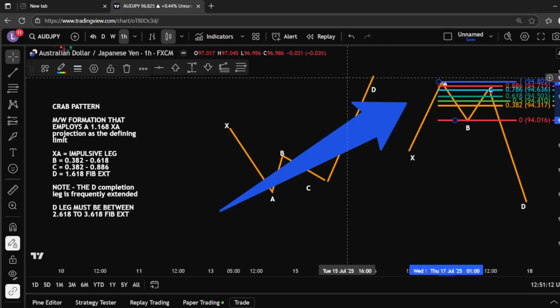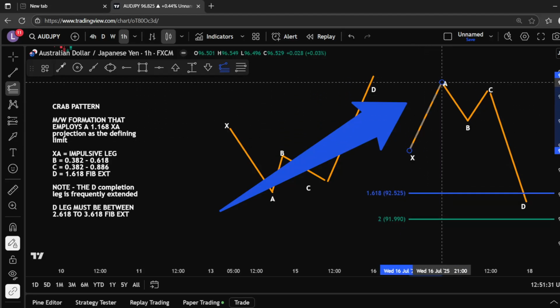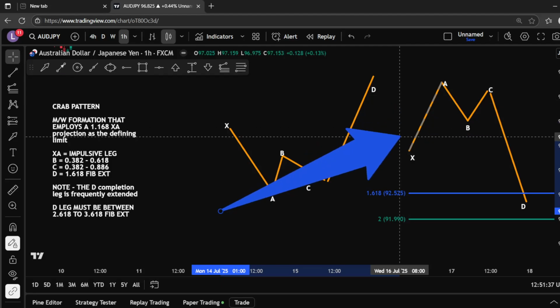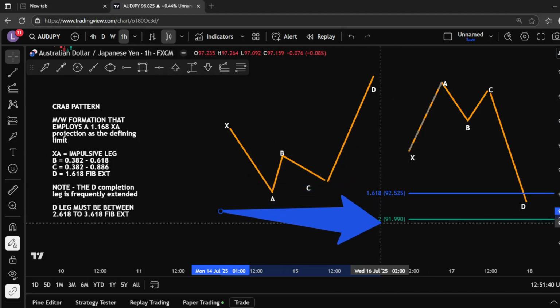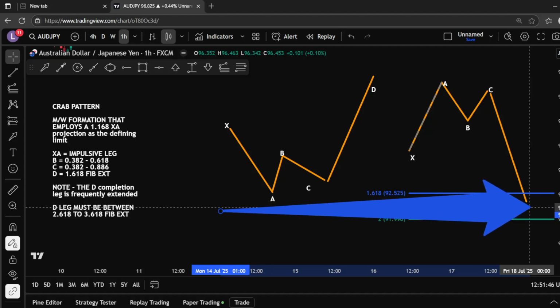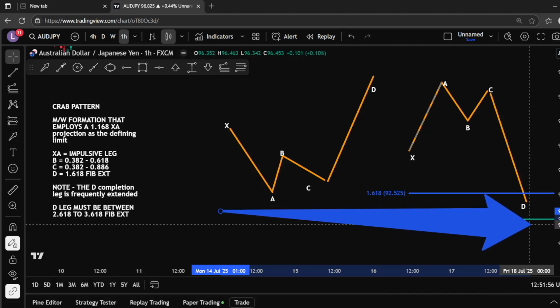Okay, and for the D leg, where it completes, where we expect some sort of bullish price action to go long, you take a fib extension, you measure from A to X, back to A, and the two numbers that you need are 1.618 and 2.0. So this is the area between 1.618 and 2. These are the zones where we need to look for price action to go long, and your stops are below the 2.